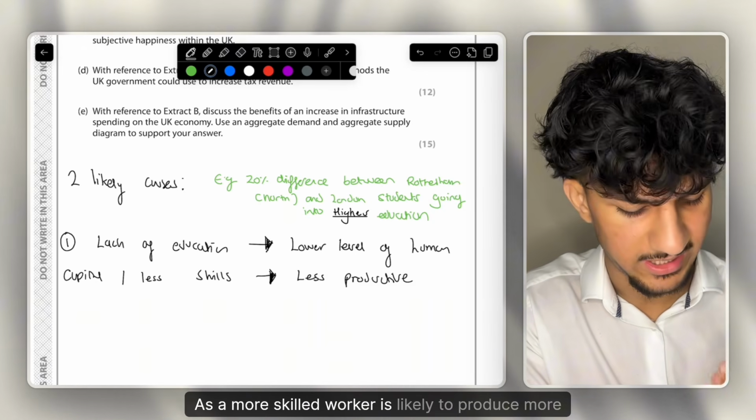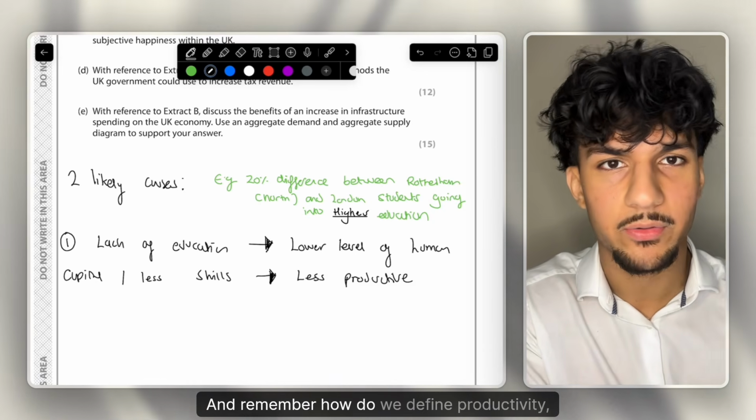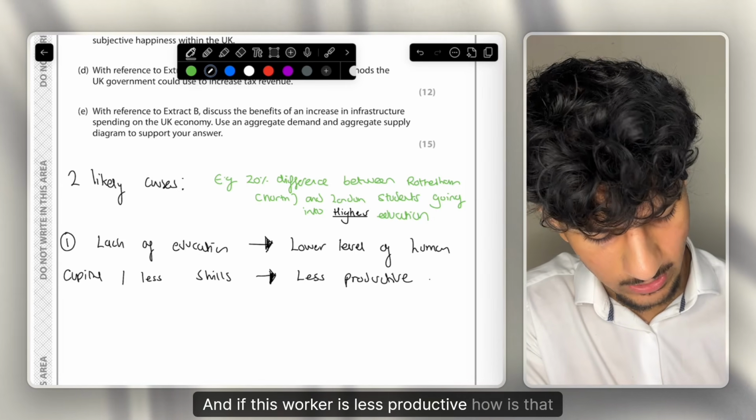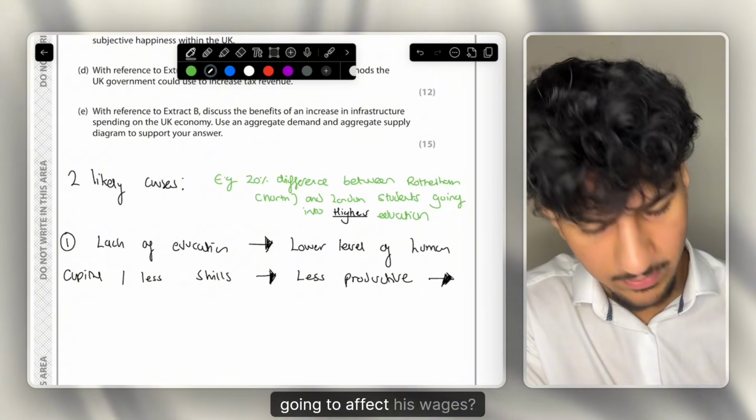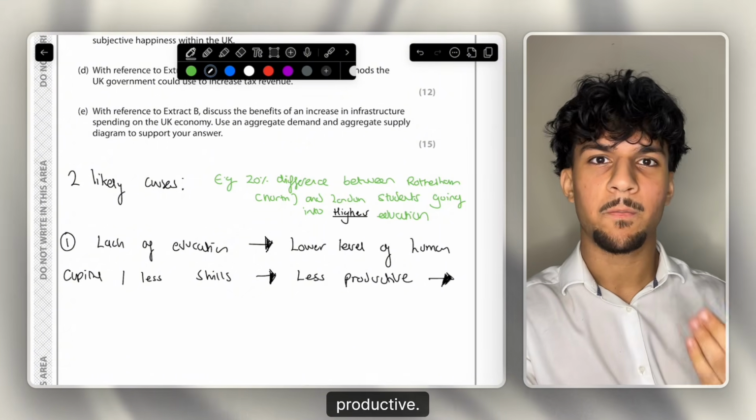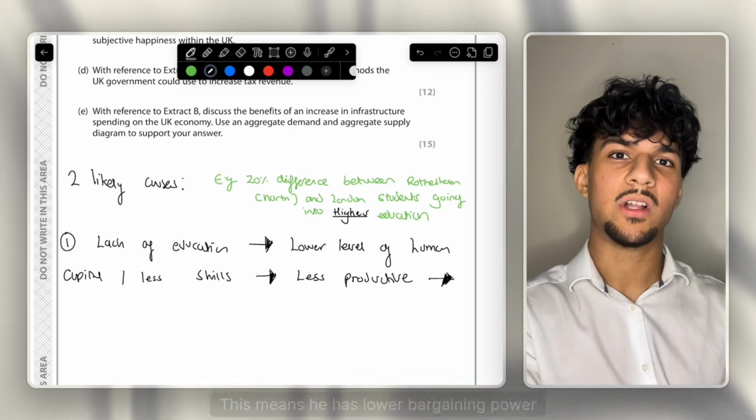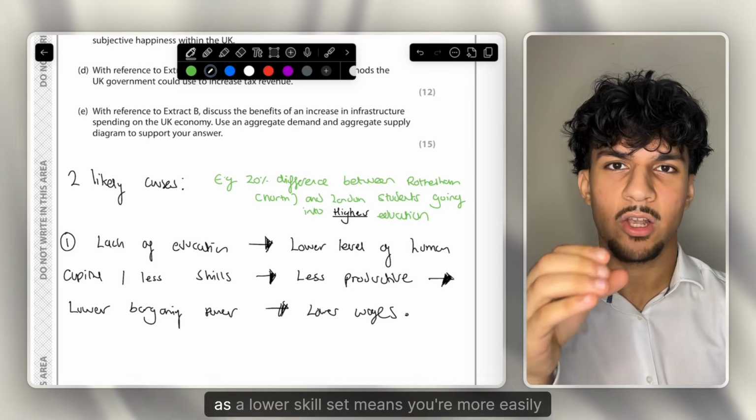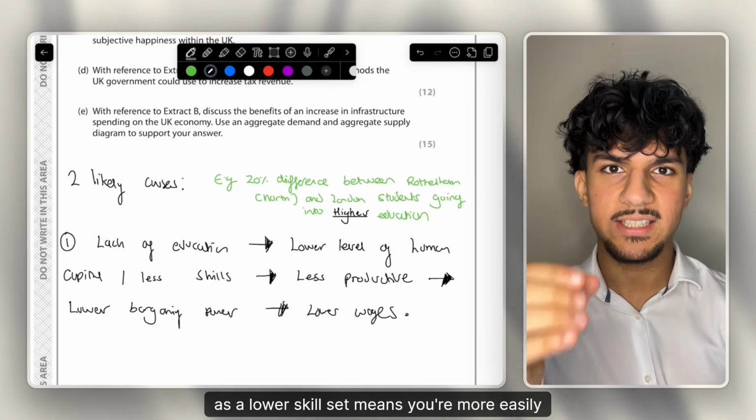As a more skilled worker is likely to produce more output, and remember, how do we define productivity? It's output per unit time. And if this worker is less productive, how is that going to affect his wages? As this worker has a low level of skills, he's less productive. This means he has lower bargaining power, thus leading to lower wages. As a lower skill set means you're more easily replaced.